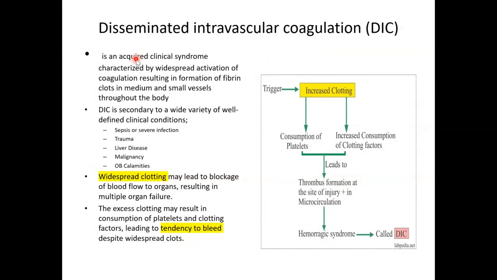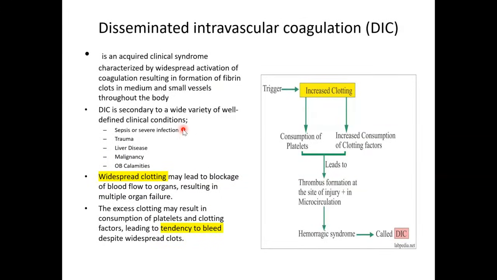It's acquired, it happens because of something generally in the hospital, a clinical syndrome characterized by a widespread activation of coagulation resulting in formation of fibrin. That should trigger something in your head, that makes you think clots. Fibrin is the last step of the clotting cascade, so resulting in the formation of fibrin clots in medium and small vessels throughout the body. DIC is secondary to a wide variety of well-defined clinical conditions, meaning it is caused by these things. There are multiple things that can cause it.